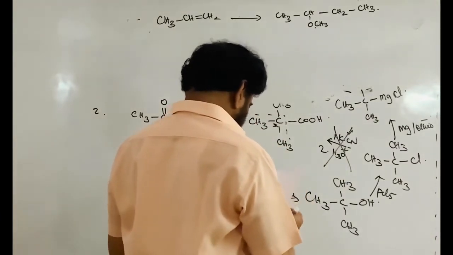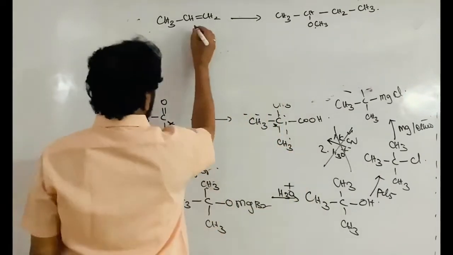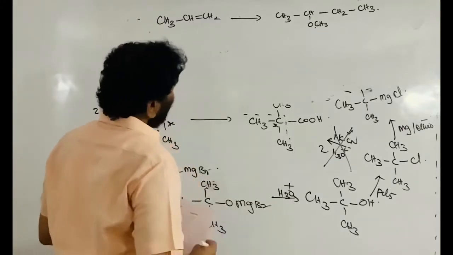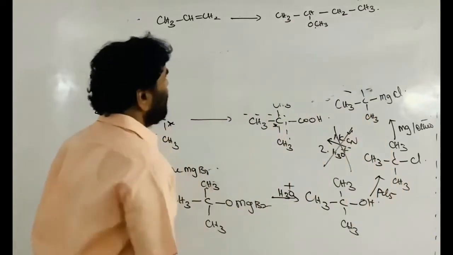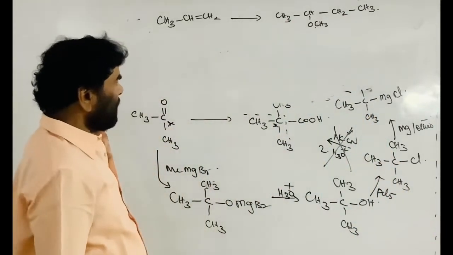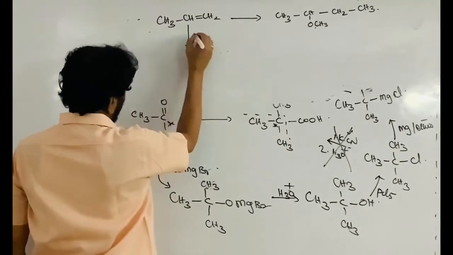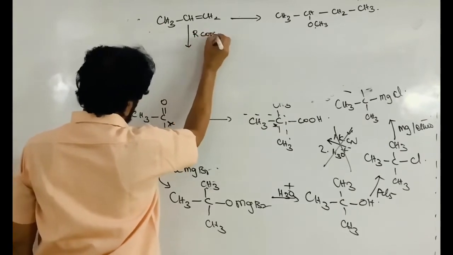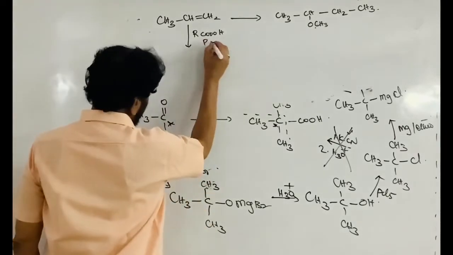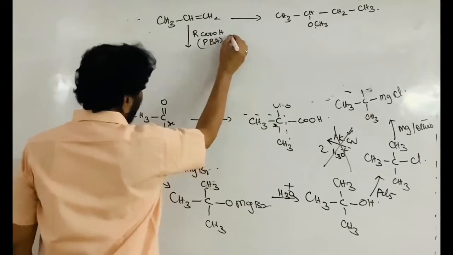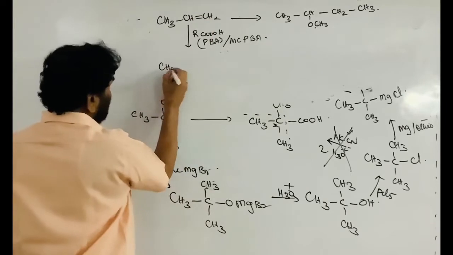It's a lengthy procedure, but see here, an alcohol group is to be introduced. This contains only 3 carbon atoms. This contains 4 carbon atoms. Now you see how to convert the 3 carbons into 4 carbons. Now treat with RCOOH, that is a peroxycarboxylic acid, PBA, or metachloroperoxybenzoic acid. So epoxide is formed.